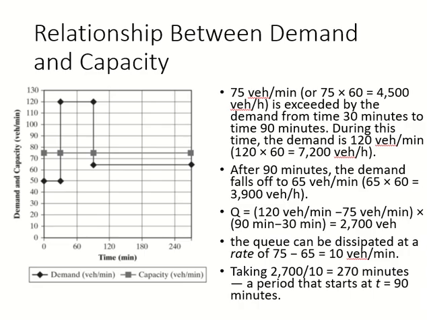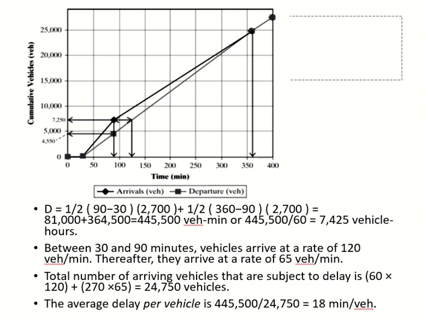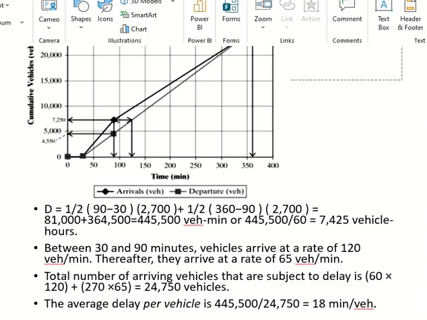Okay. So we have three things to calculate. One was the length of the queue. The other one was the clearance time. And the third thing is the delay. Now we will look at the delay. For the delay, we have to do some calculations. Just quickly go through it.